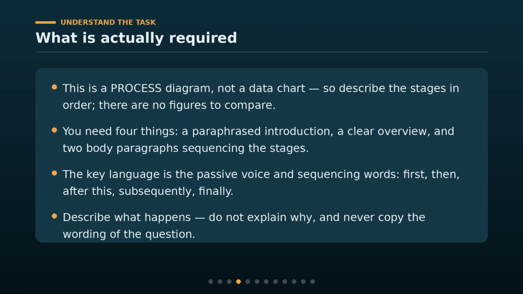Let us analyze what the task actually demands. First, this is a process diagram, not a data chart, so we describe the stages in order rather than comparing numbers. You need 4 things: a paraphrased introduction, a clear overview, and 2 body paragraphs that sequence the stages. The key language is the passive voice, together with sequencing words such as first, then, after this, subsequently, and finally. Simply describe what happens, do not explain why, and never copy the question.